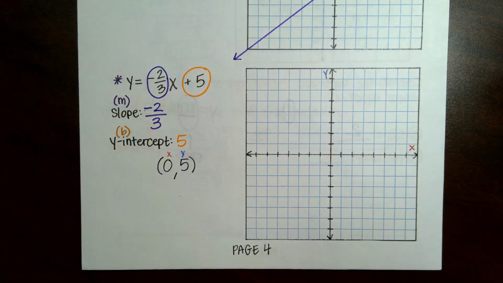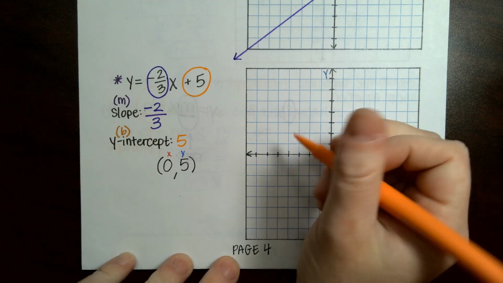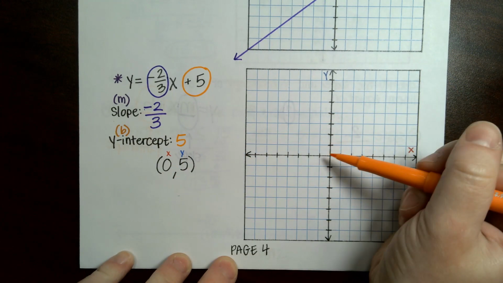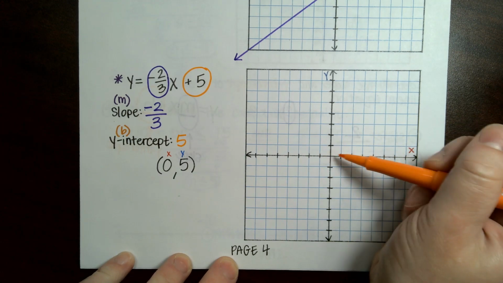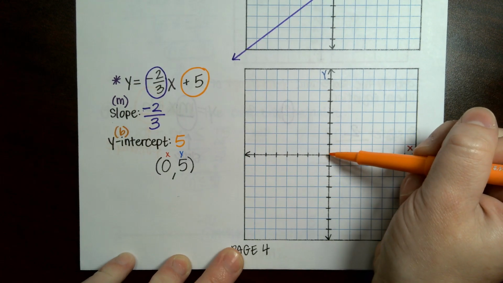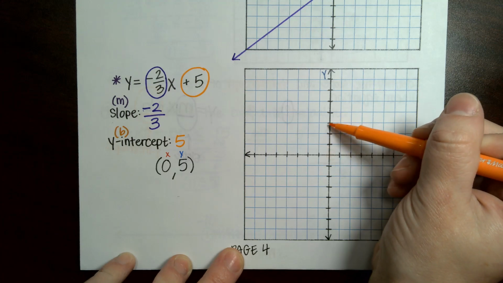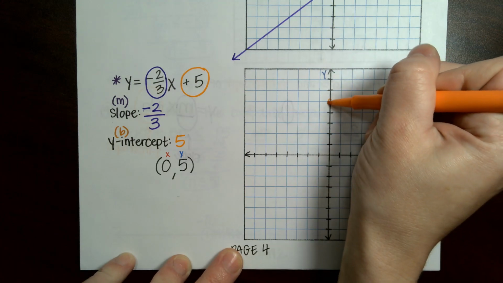Our first step to graphing a line is to graph the y-intercept. So 0, 5, we would go over 0 in the x direction. So that means we're staying on the y-axis. And we're going up 5. 1, 2, 3, 4, 5 right here.